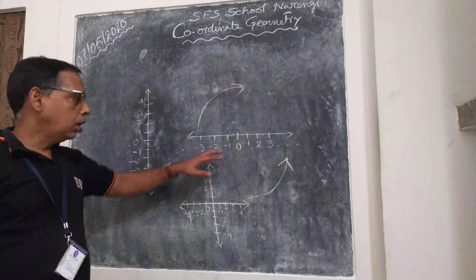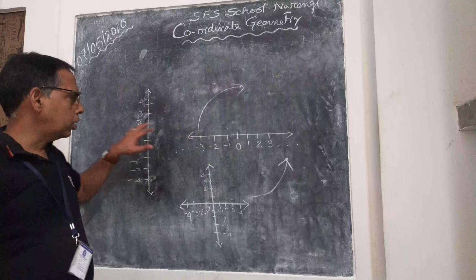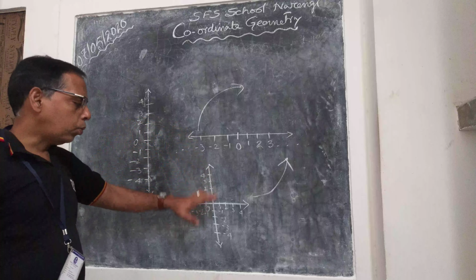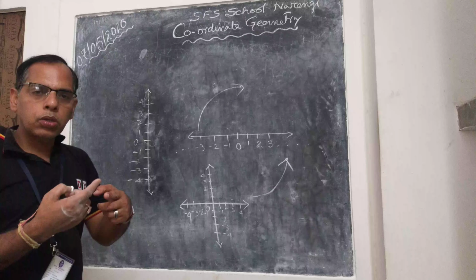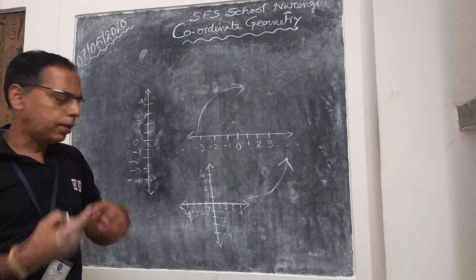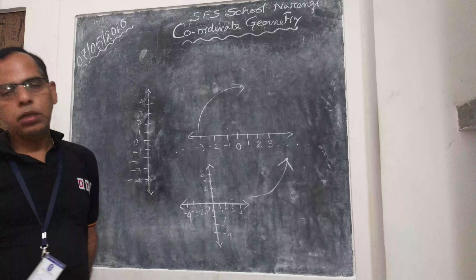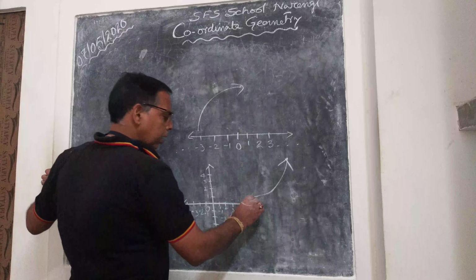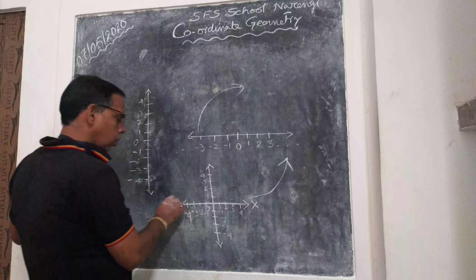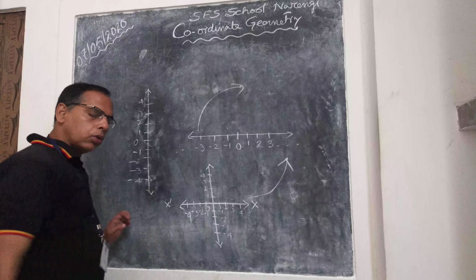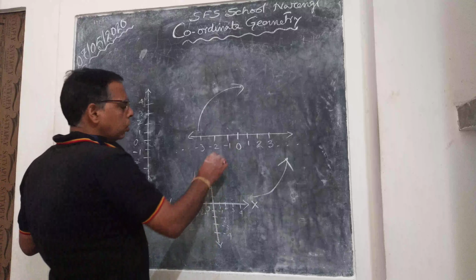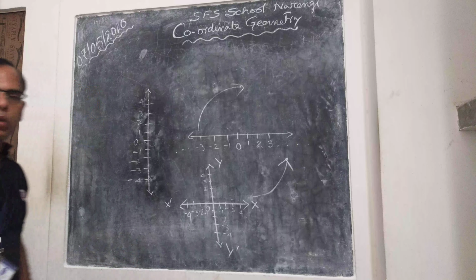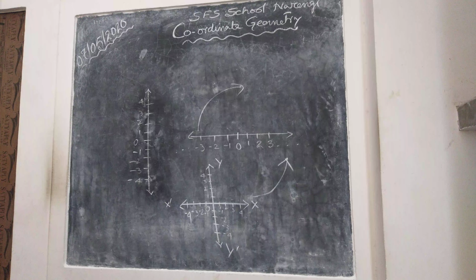Now this one was a number line. This is also a number line. This is the horizontal number line. This is the vertical number line. Now, when both are combined together, it is known as the coordinate axis. These are known as coordinate axes. What is the name? X, O, X dash is one coordinate axis, and another is Y, O, Y dash is the other coordinate axis. Clear?